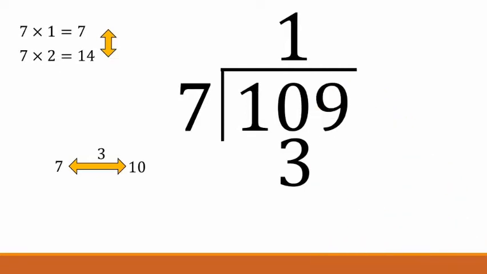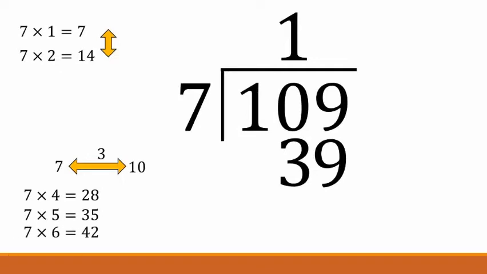So we are going to put 3 below the 10. Now we are going to uncover the 9. We have to copy it next to the 3, and we have to look for a number close to that in the table of the 7. We know that 7 times 4 is equal to 28. We also know that 7 times 5 is equal to 35. And 7 times 6 is equal to 42. The number that we are looking for is 39. That is between 35 and 42. So we are going to choose the 5, of course, because we also have to choose the lower one.